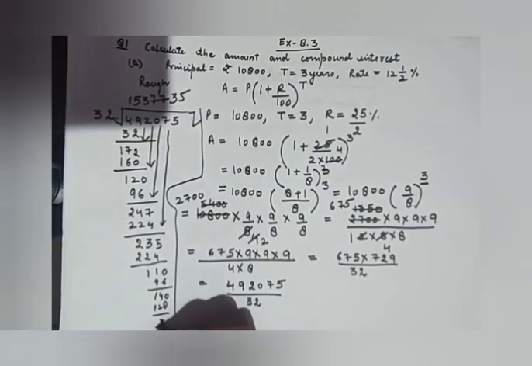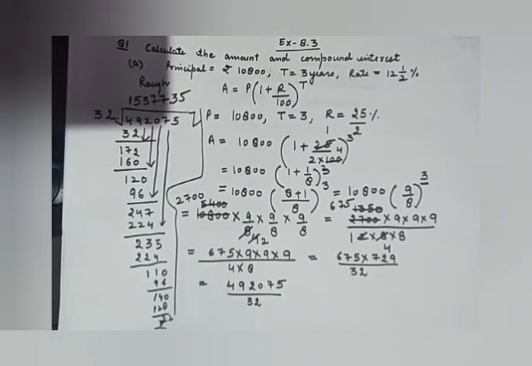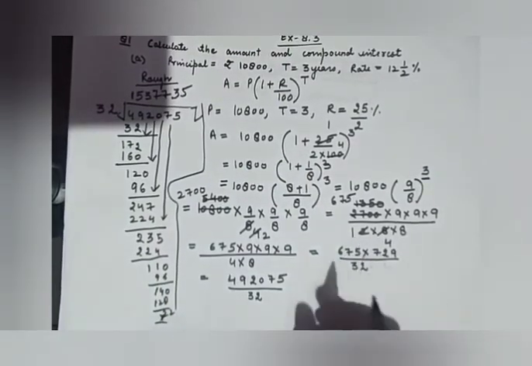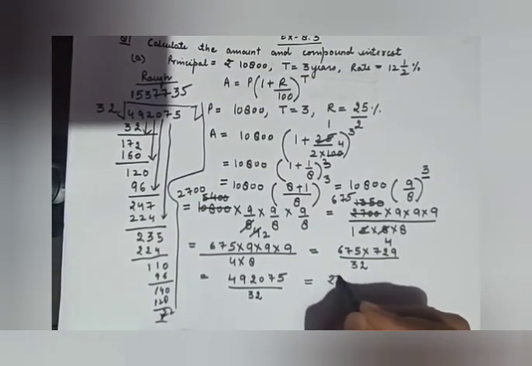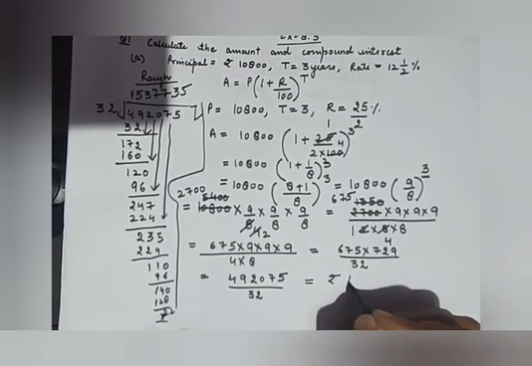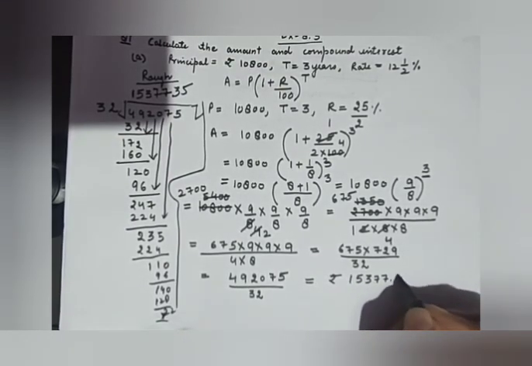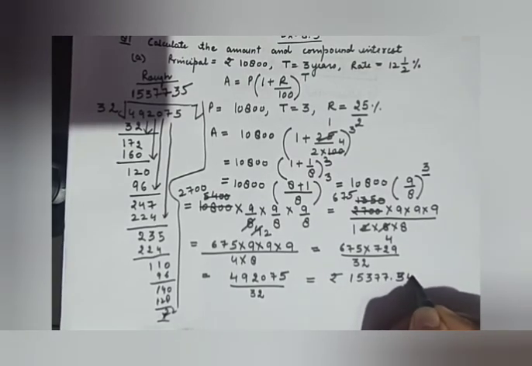Although it is not totally finished, it is up to you how many decimal points you want to take. I want to take only 2 decimal points, so my answer will be 15377.34.